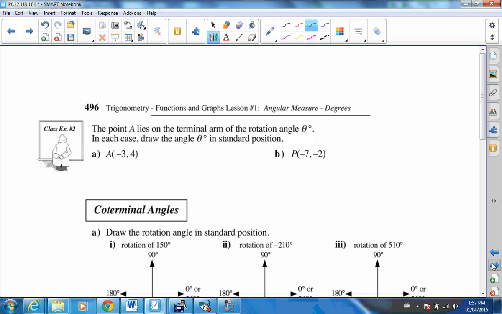Now, these questions are a little bit more challenging, but not much. We start off by just plotting our point. This point is negative 3, 4: 1, 2, 3, 2, 3, 4, and then that point is on my terminal arm. So my angle is here. That's what the angle would look like. In this case, we're not actually asked to find what the angle is, just to draw it. Later on, once we've done reference angles, we'll be able to find what the angle is. Here, negative 7, negative 2, it's down there, and so my angle is going to be there, again, because they want a positive rotation angle.